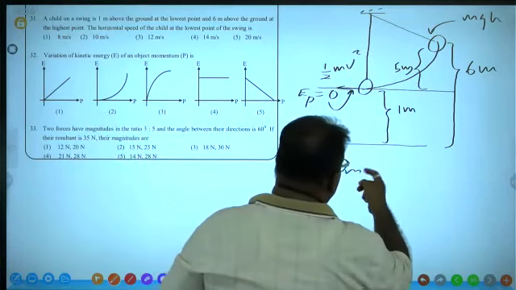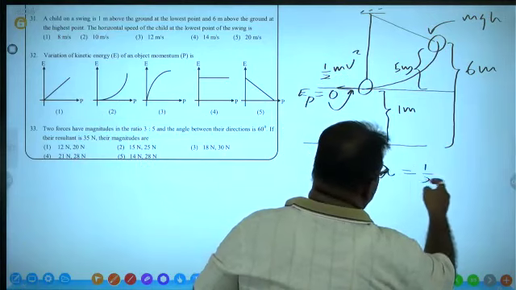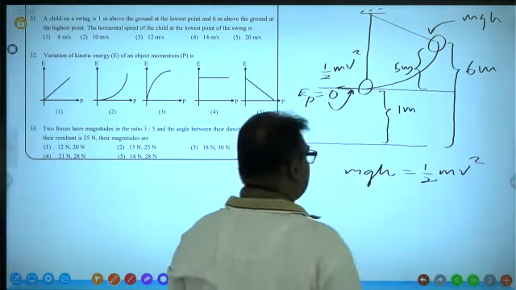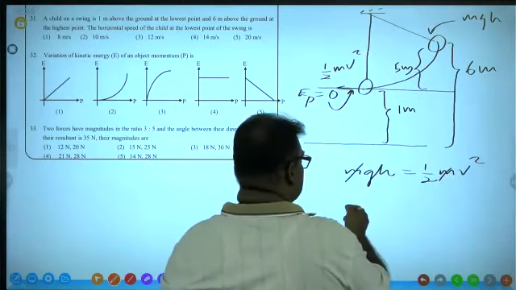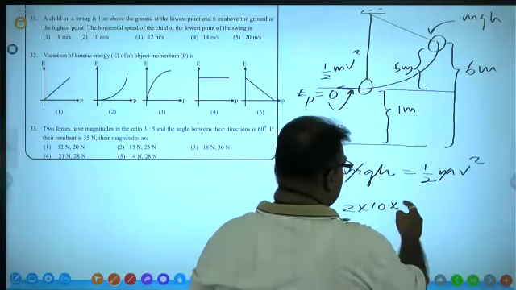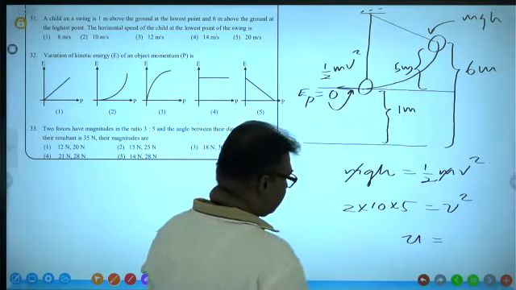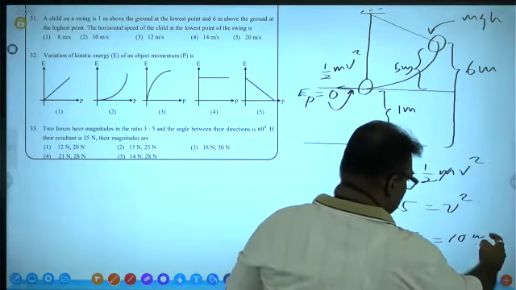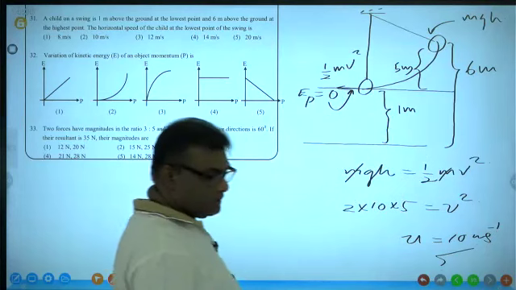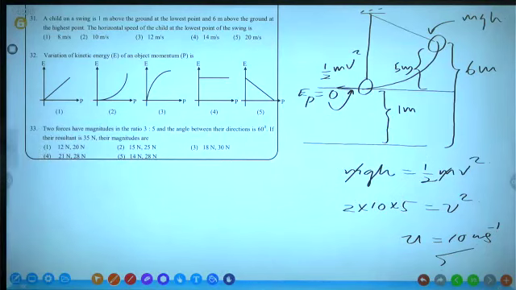Then you can say mgh equals half mv squared. m cancels. Twice g, 10, h, 5, equals v squared. V becomes 10 m s^-1. Done? Okay. Then the answer is the second one. Take the correct answer.